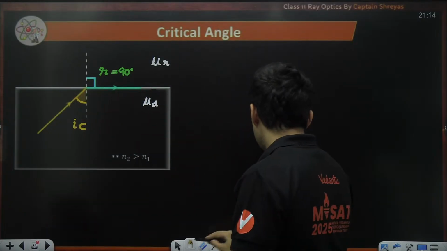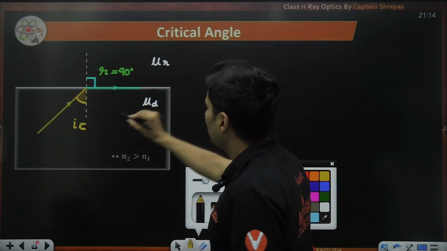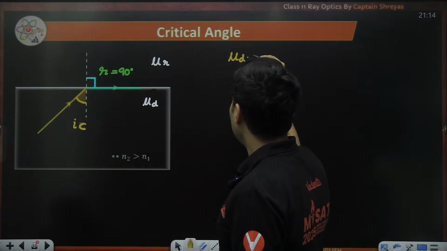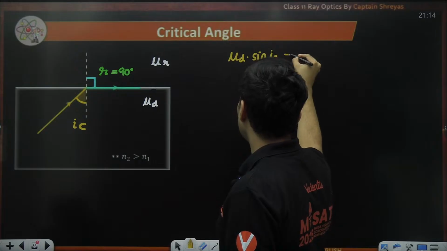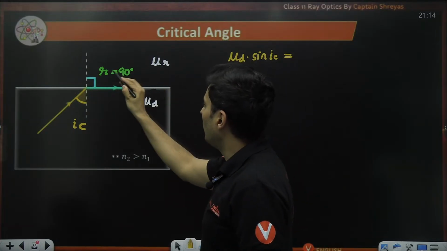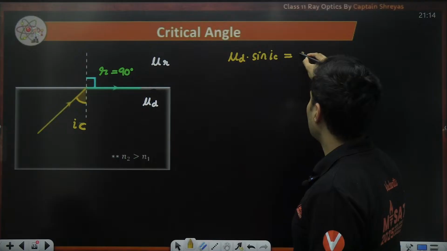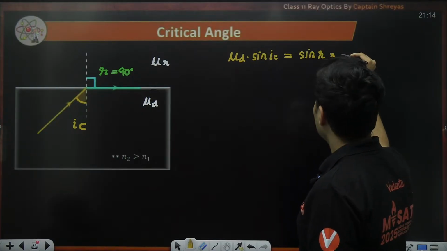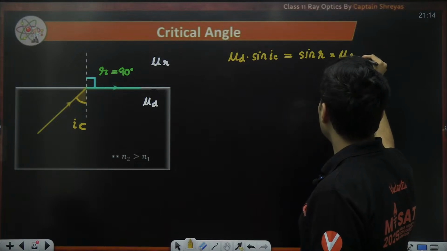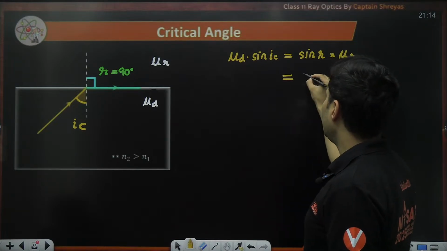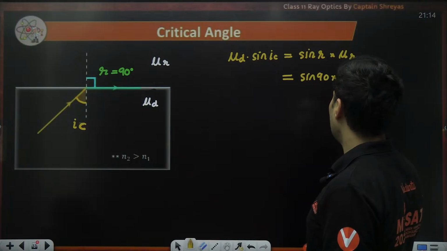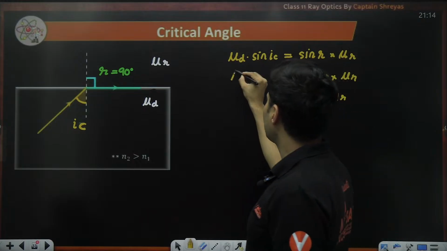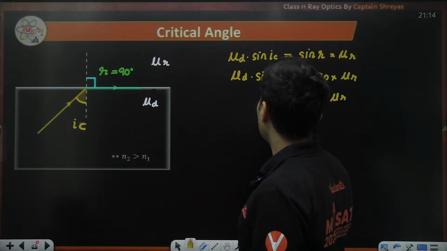So if you use Snell's law directly, then first angle sine into refractive index: mu d into sine of that critical angle will be sine of the second angle into its refractive index. So sine of r multiplied by mu r. This is 90 degrees, so this is sine 90 multiplied by mu r. Sine 90 is 1, so 1 multiplied by mu r. So this is mu d multiplied by sine of IC.